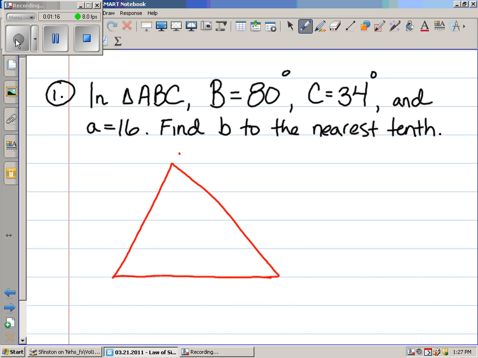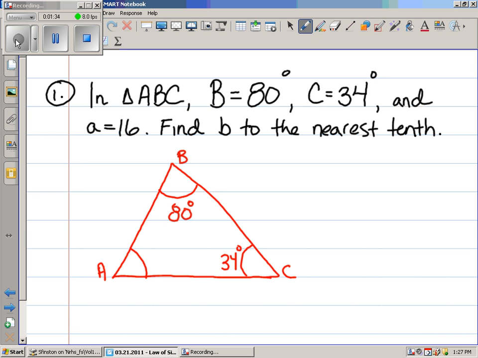I'm going to label this B, but you could have labeled it A. That wouldn't have made a difference. Doesn't matter where the angles go. It does matter, however, where the sides go. So this is C, this is 34 degrees, right? And this is angle A.